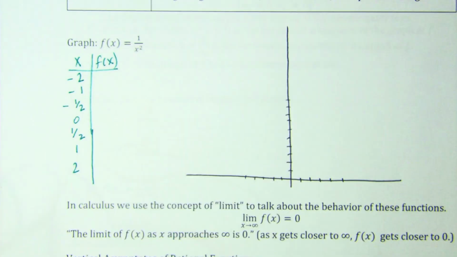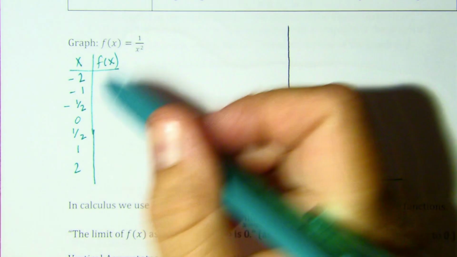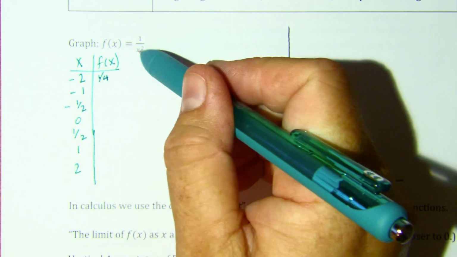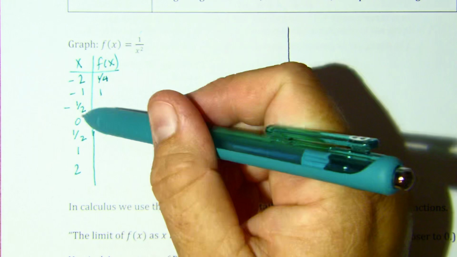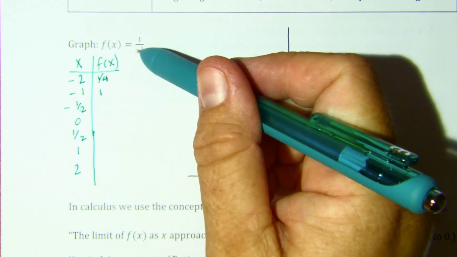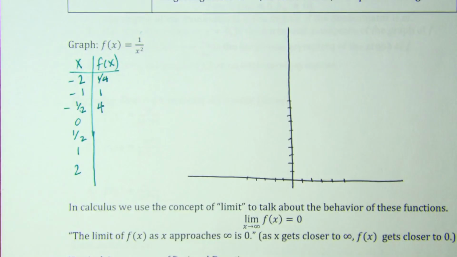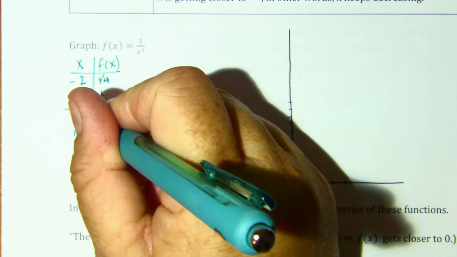Now if I plug in negative 2, well, negative 2 squared is 4. That's going to give me 1/4. If I plug in negative 1, squared is 1. 1 divided by 1 is still 1. If I plug in negative 1/2, negative 1/2 squared would be 1/4. 1 divided by 1/4 is 4. Plugging in 0, we would be dividing by 0 again. So again, that one is undefined.